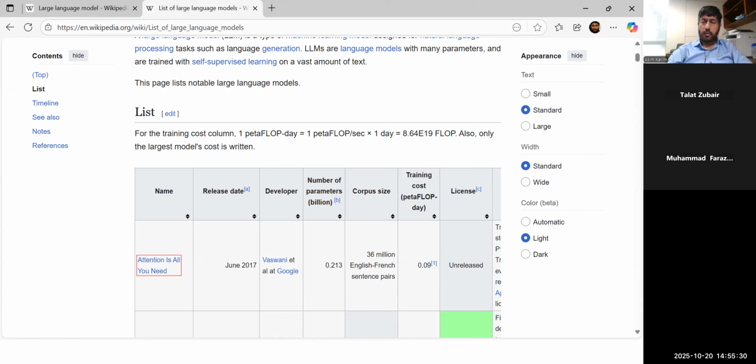Okay. So what I want to highlight in this table is the number of parameters.